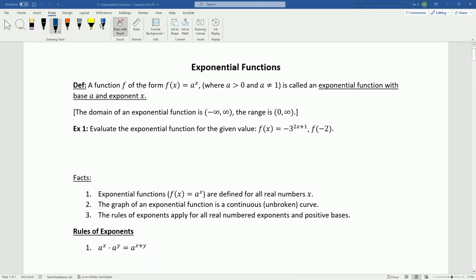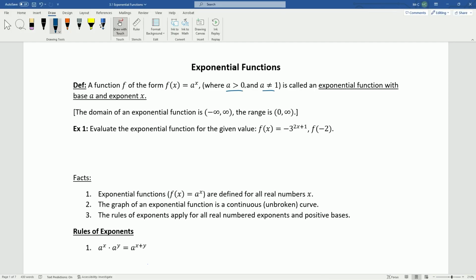A function f of the form f of x equals a to the x power, where a is positive and not equal to 1, is called an exponential function with base a and exponent x. Okay, so what does this mean? What is all this saying? Well, this is just saying exponential functions are functions where your base is a constant and your exponent is a variable. That's all it says. But there's a condition on that base. That base has to be positive and not equal to 1.